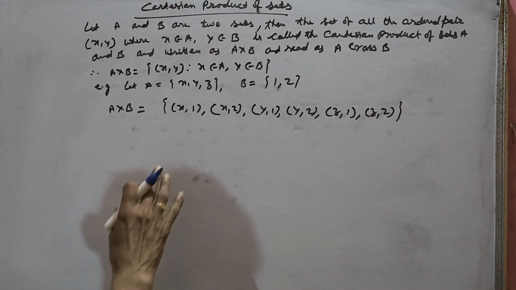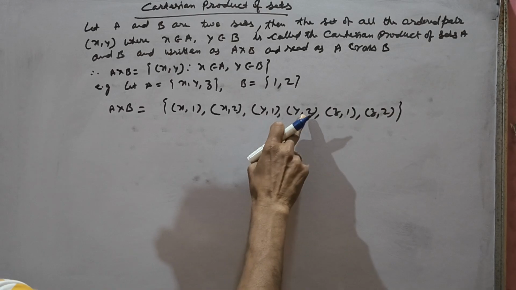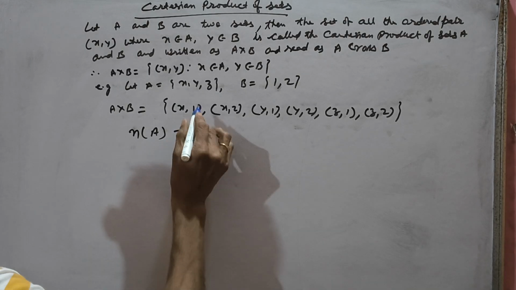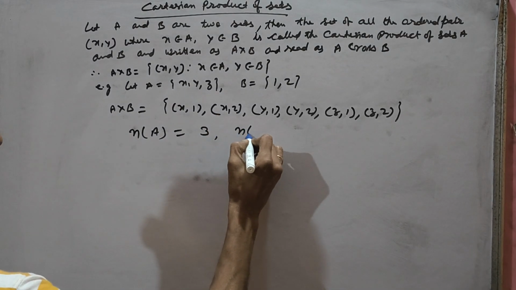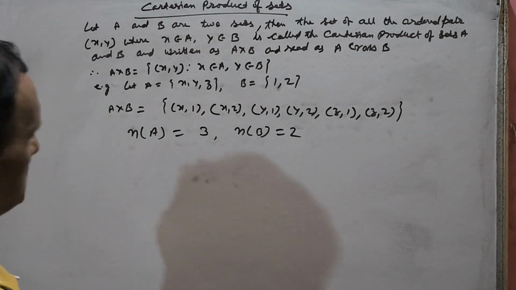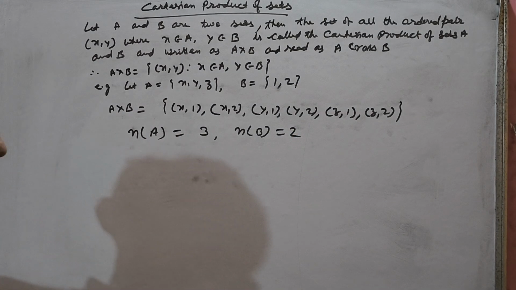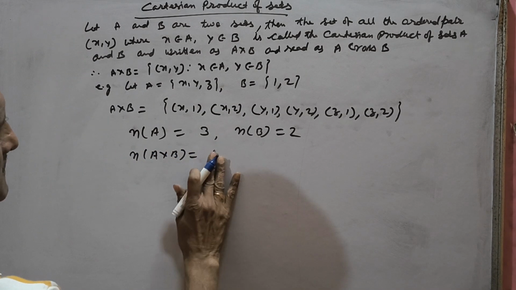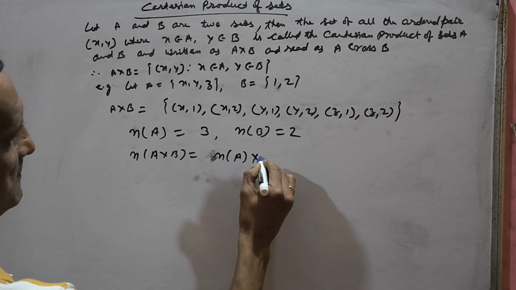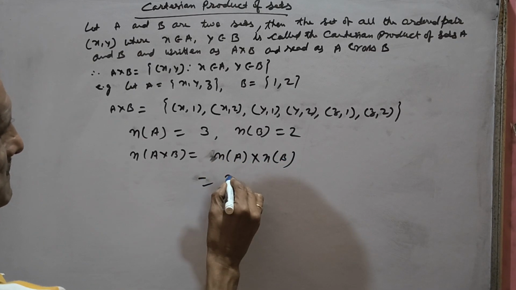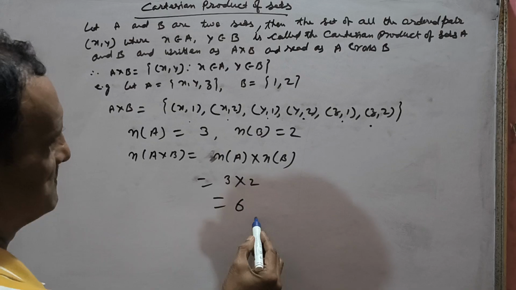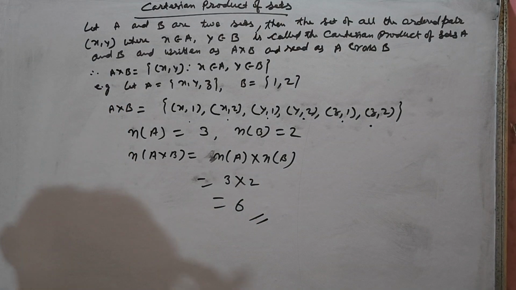Now observe something. Count the elements here: 1, 2, 3, 4, 5, 6. Now what is the number of elements in set A? 3. Number of elements in set B? 2. If you know the number of elements in set A and set B, then you can find the number of elements in A cross B, that is number of elements in A into number of elements in B, that is 3 into 2 equal to 6. That's why I got 1, 2, 3, 4, 5, 6. Understood? This is called Cartesian product. Simple only, nothing difficult here.